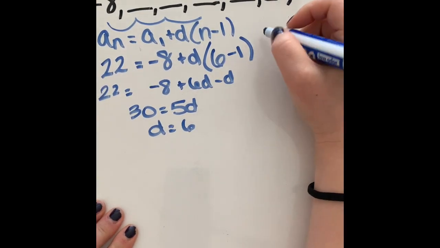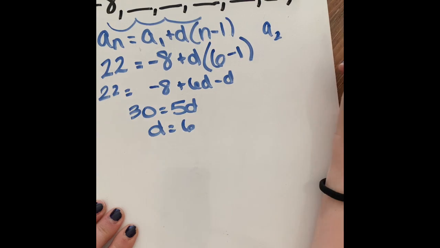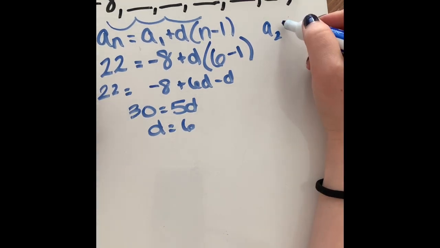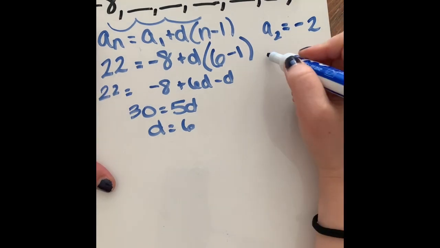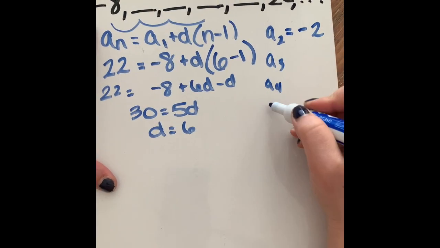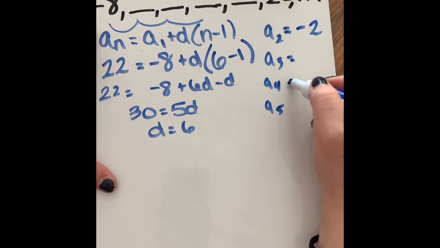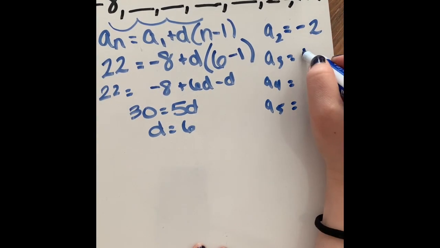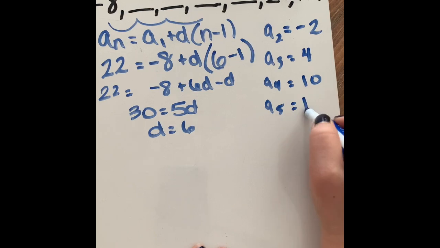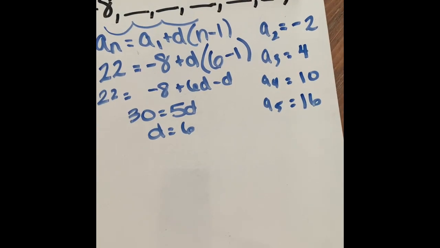So if you wanted to figure out the answers here, remember, write them as what terms they are. So a sub 2 is -8 plus 6, which is -2. A sub 3, a sub 4, a sub 5, because we're looking for the 4 terms in the center. Just adding 6 each time. We've got 4, 10, and then 16.